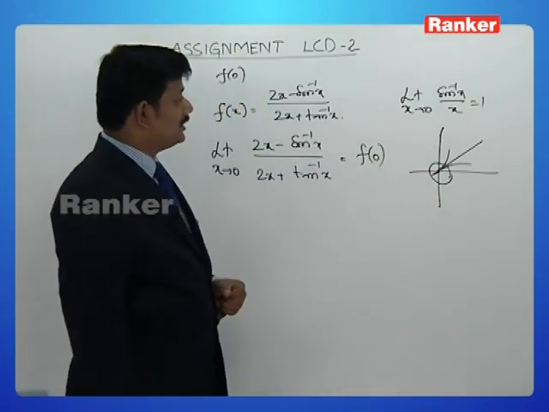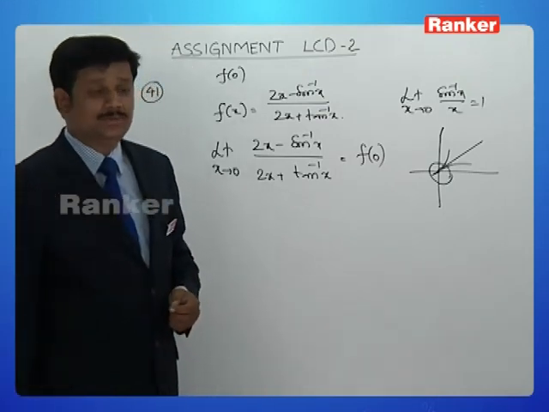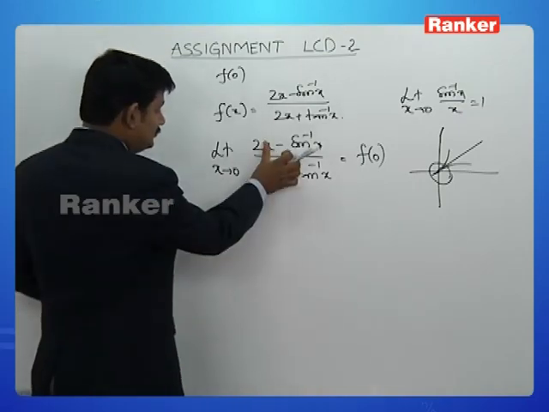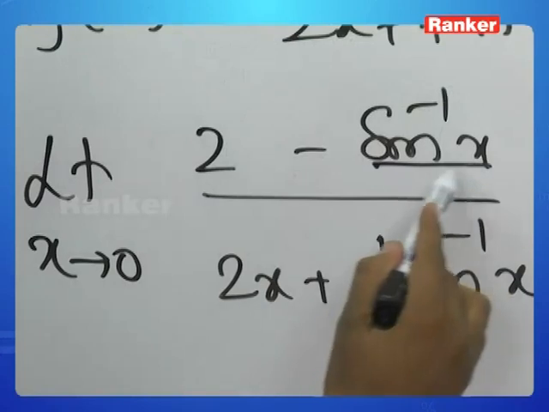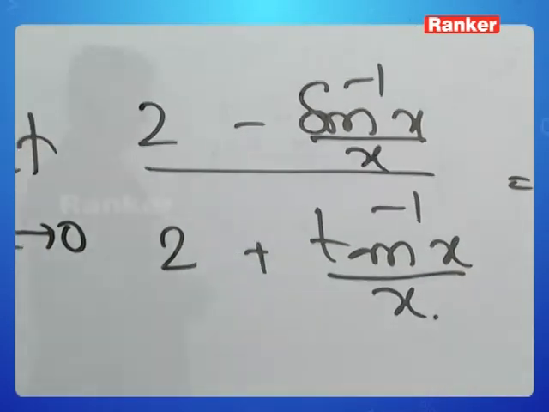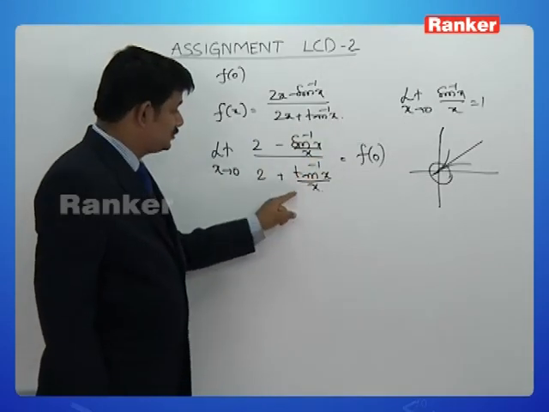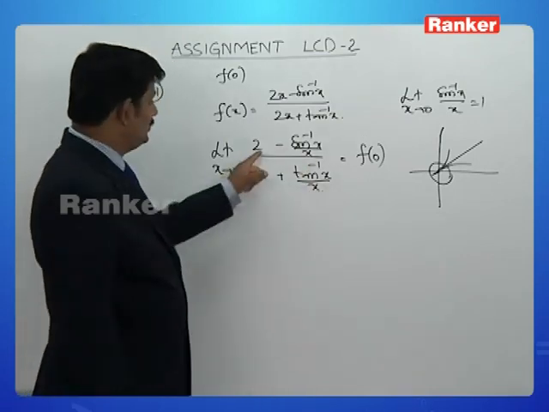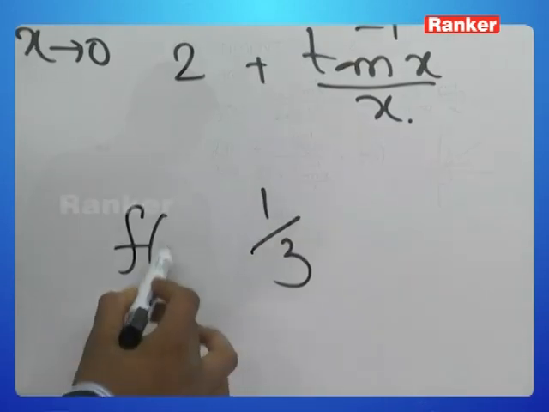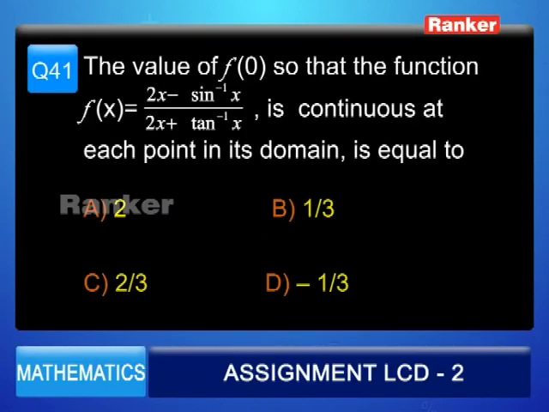So, limit x tending to 0 sin inverse x by x is 1, and similarly limit x tending to 0 tan inverse x by x will also be 1. So, let me divide numerator and denominator by x. We have discussed that this number is 1, this is also tending to 1. So, our answer will be (2 minus 1) by (2 plus 1), 1 by 3. So, f of 0 has to be 1 by 3 for the function to be continuous in its domain. It's answer B.